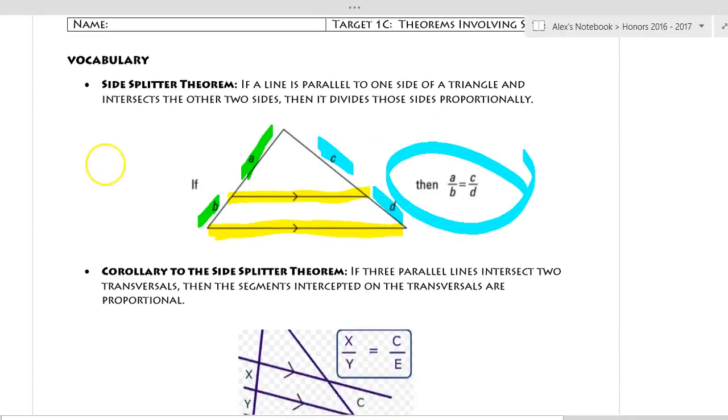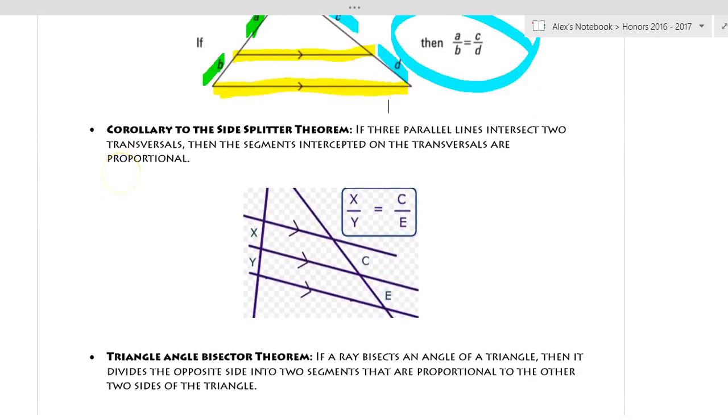Similar to that, this is a corollary to the side splitter theorem. A corollary is just something that's very similar to the first theorem. It uses the first theorem. You would use the theorem to get extended a little bit. So this is very similar to that, but instead of a triangle, I just have two lines and then three parallel lines.